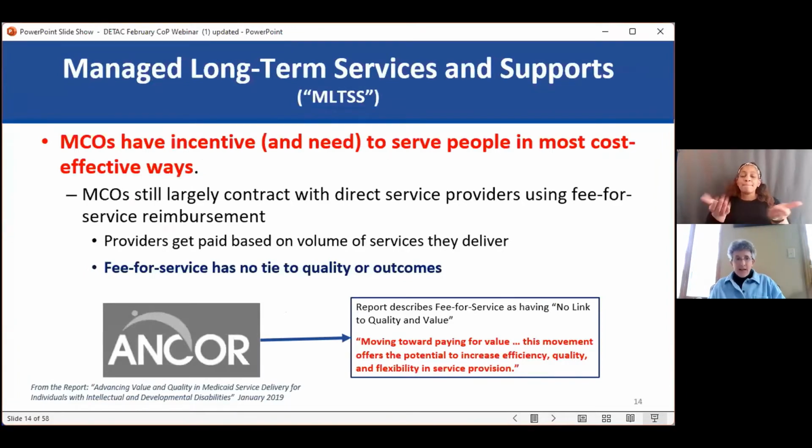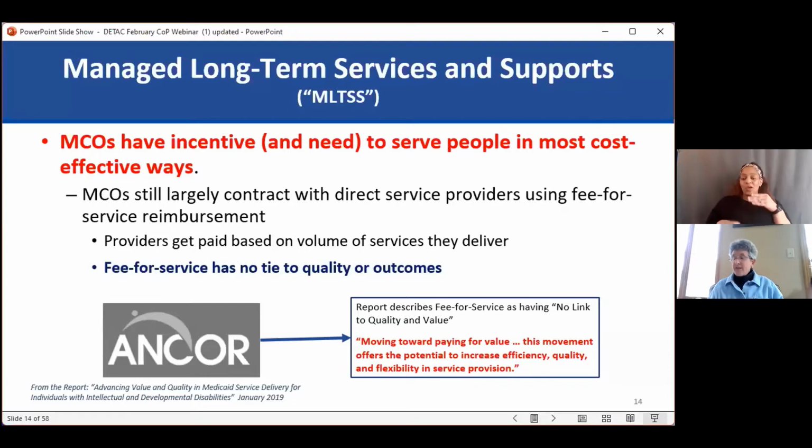So building on that idea, what has come to be very clear is that most MCOs still have been contracting with direct service providers using fee for service. So providers continue to get paid based on the volume of services they deliver. And it's been increasingly apparent that paying based on fee for service really has no tie to quality and outcomes.